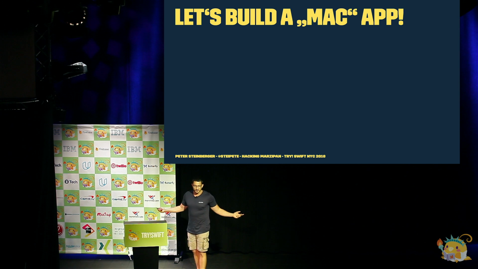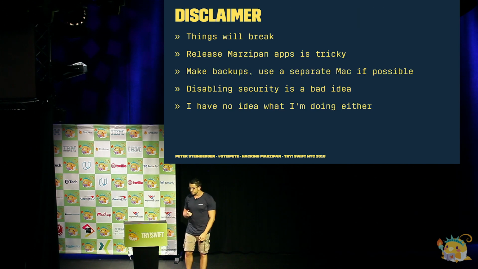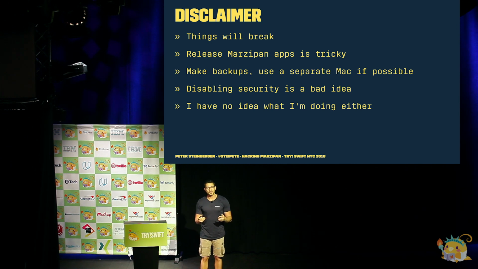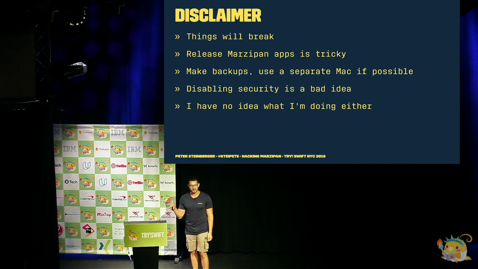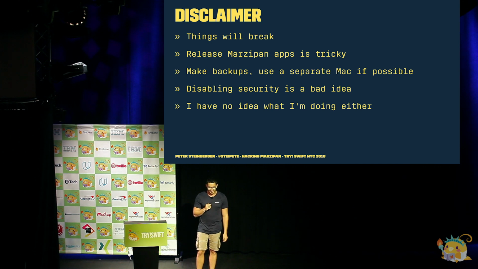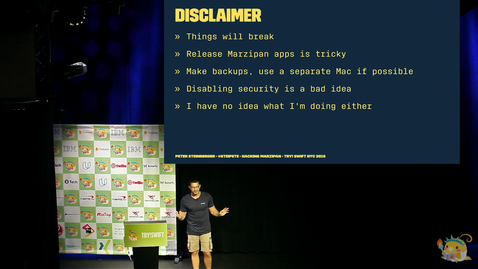So we want to build a Mac app, right? That's why we are here. And a quick disclaimer that things will break. Releasing Marzipan apps is tricky. I have a README with a 6-step process to start the app. Make backups. Maybe don't be like me and use your main machine to do it. Disabling security is a bad idea, and I have no idea what I'm doing either.